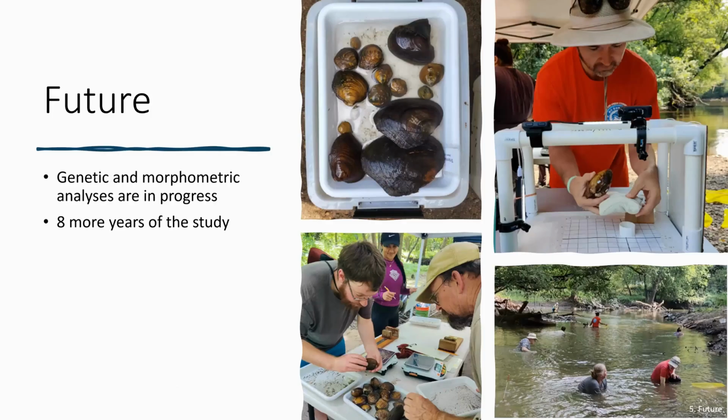And then for the future of this study, like I said, we're just starting. So this is just the very beginning of the data. Currently, our genetic and our morphometrics analysis are in progress. So our genetics are being done at Missouri Botanical Garden, and we do have an intern who's working on that. So we're hoping that that is all processed by the summer this year. And then our morphometrics analysis is also in the works, but it is very time consuming. And we still have 8 more years of this study.